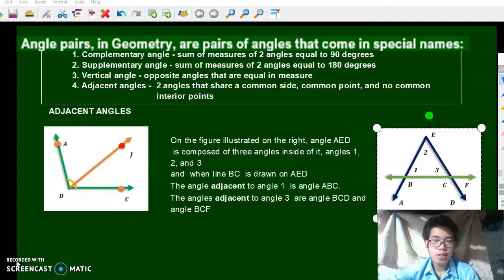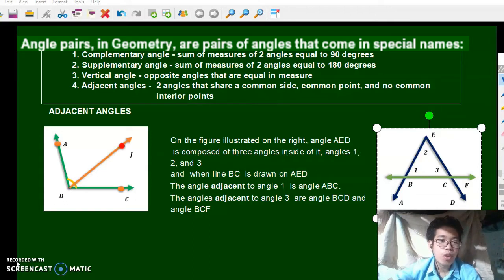Let's continue with the definition of an adjacent angle. Again, adjacent angles are two angles that share a common side, a common point, and no common interior point. We already analyzed the first figure on the left side, angle ADC. They share a common ray, which is ray DJ or ray JD, they have no common interior points, and they share a common vertex, point D. So that's why angle ADJ and angle JDC are adjacent angles.